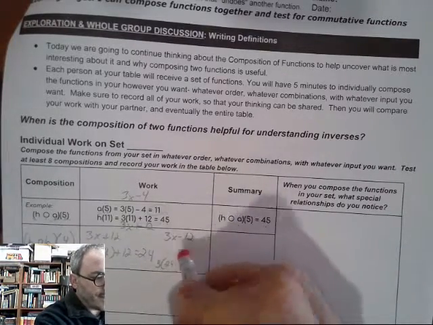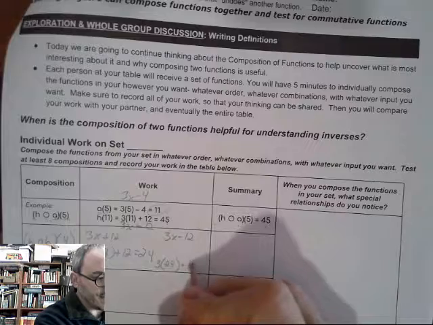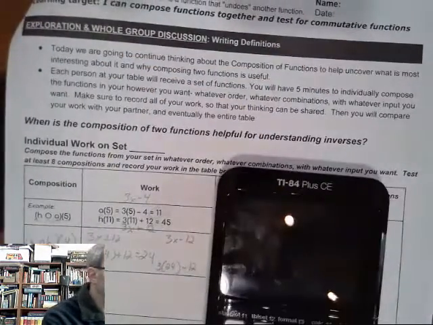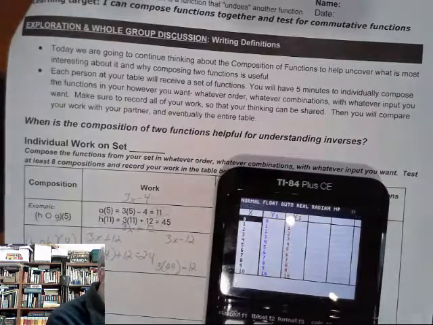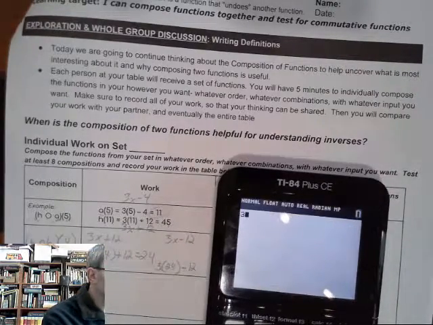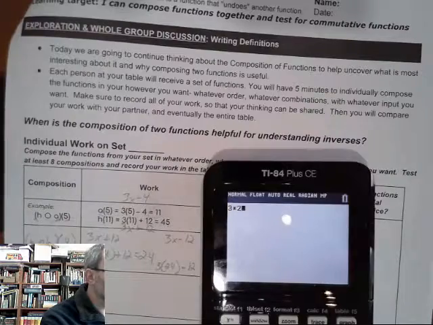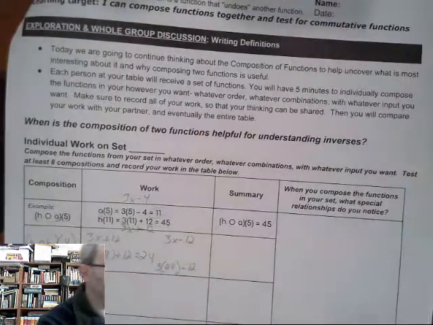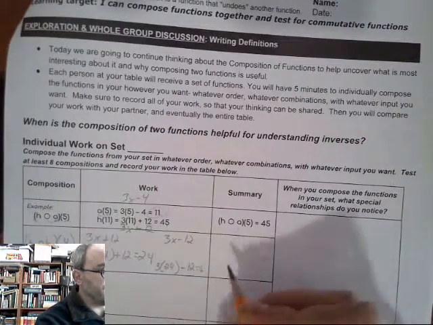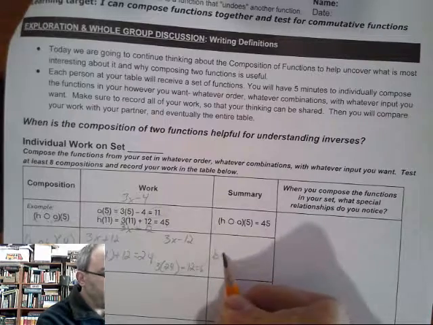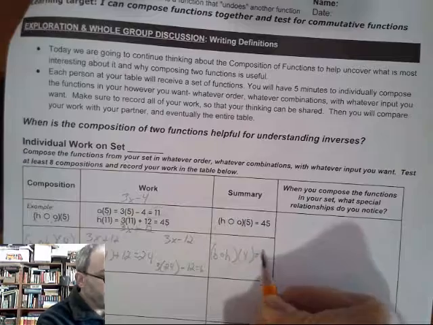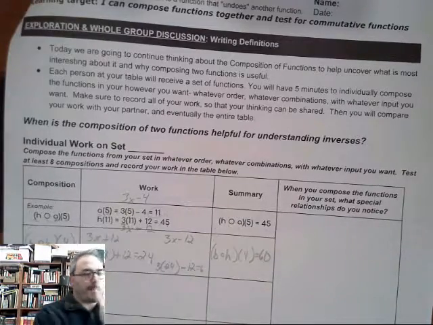All right, I might go to my calculator for this. I'm thinking that's going to be 72. Use my tool to make sure I'm right. 3 times 24 is 72, minus 12 equals 60. So I can rewrite this: the b of h of 4 equals 60.